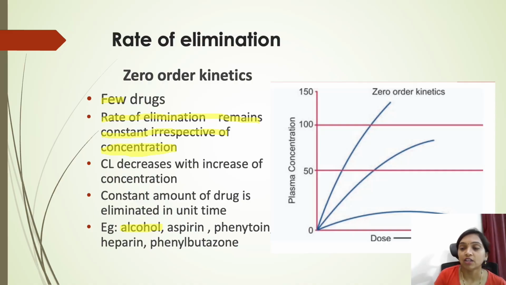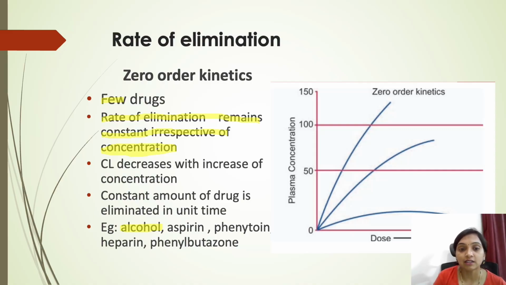Meaning, if I give 100 mg or 1000 mg, only 50 mg of the drug is eliminated. The rate of elimination is 50 mg, I am just giving an example. Only that much is eliminated. It will not depend on plasma concentration. Whether I give 10 milligram or 1000 milligram, the rate of elimination is constant.